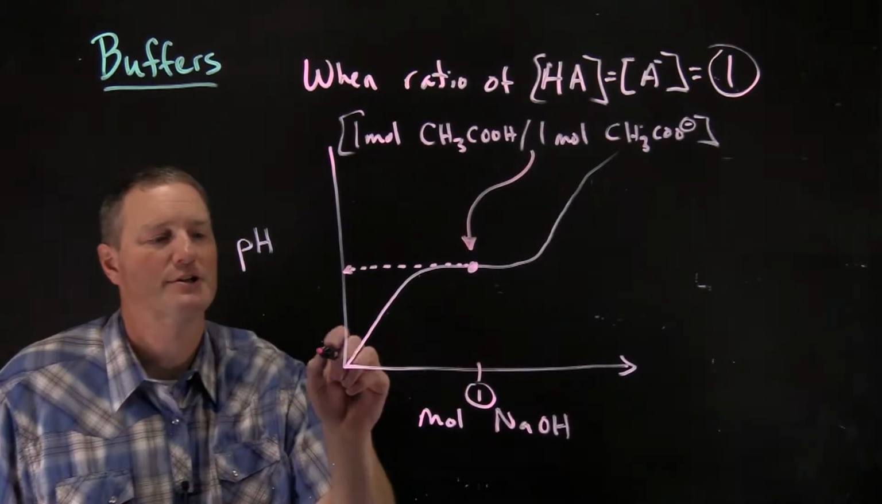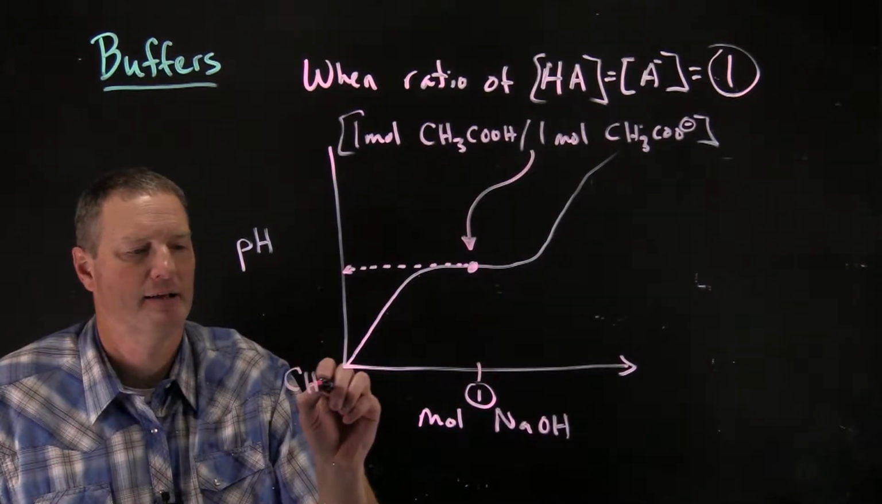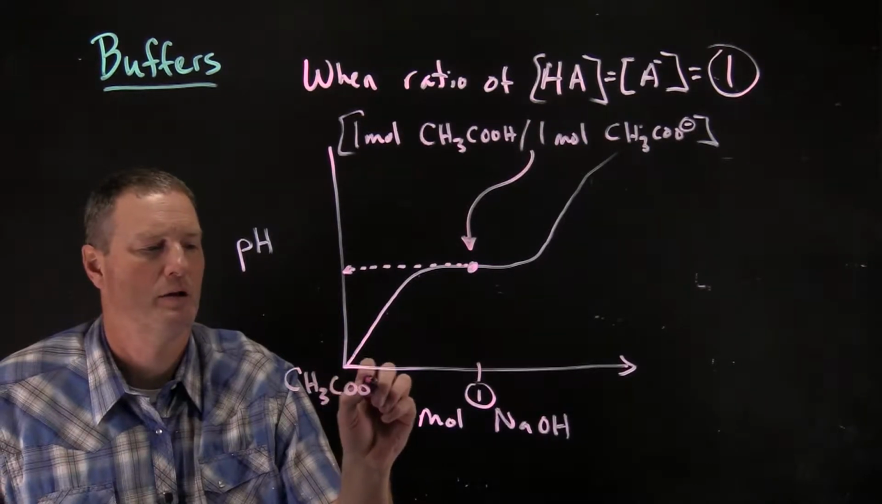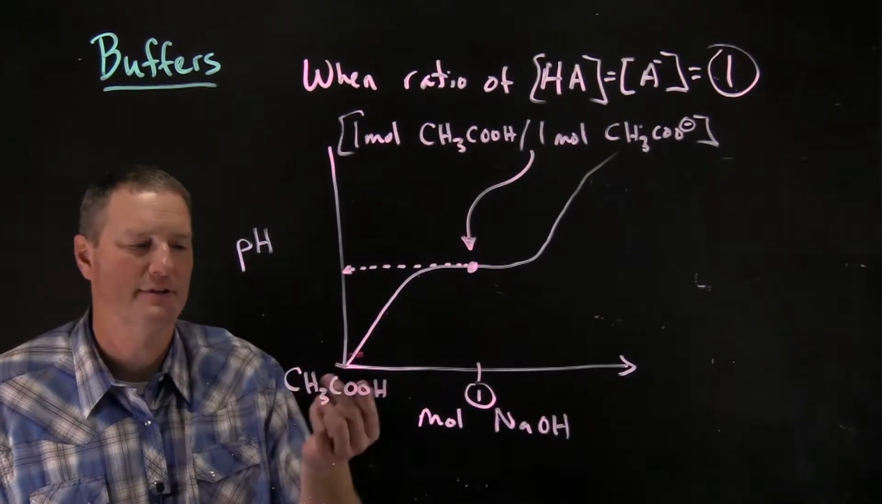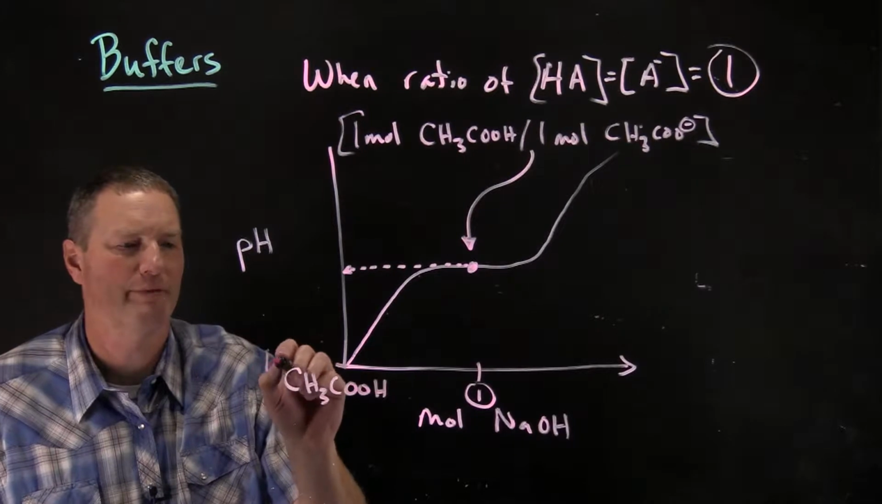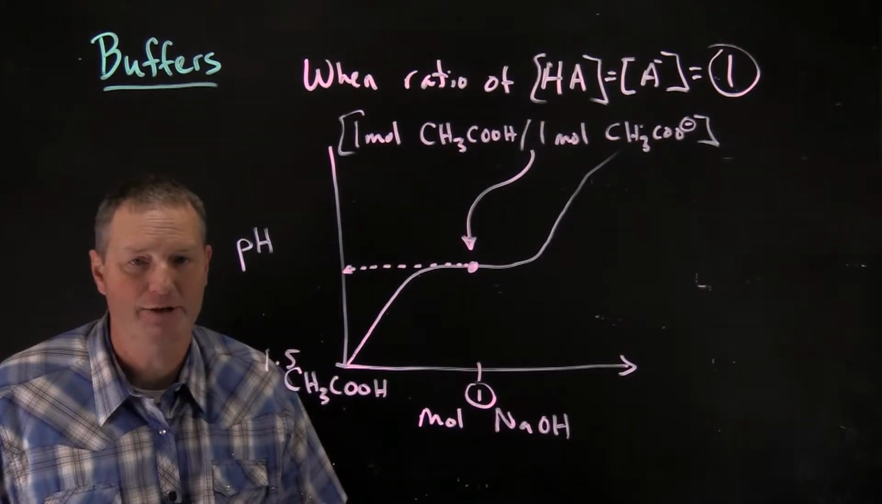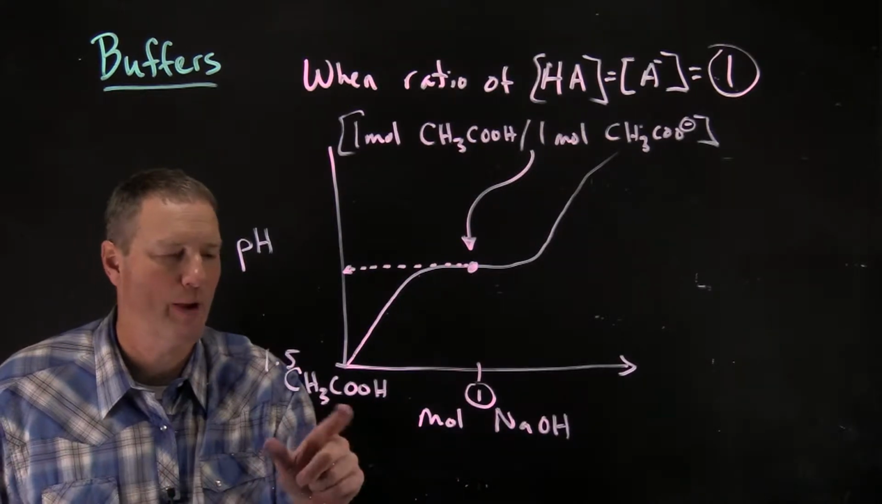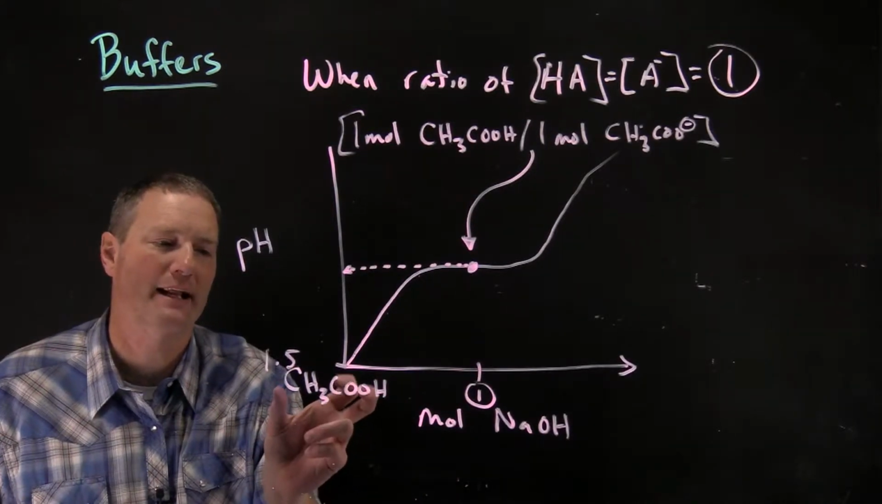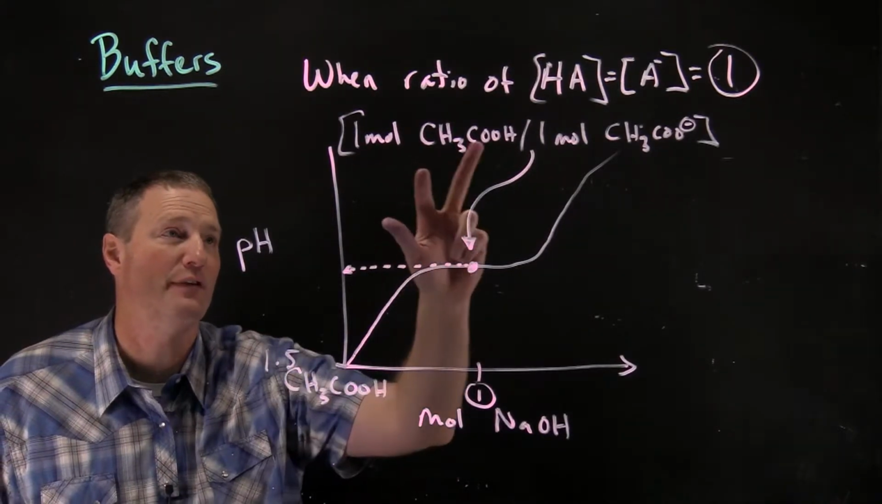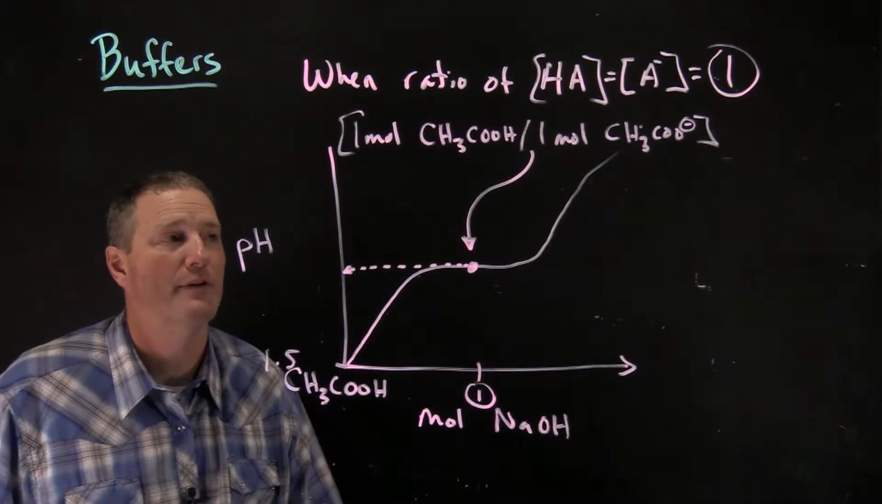So if I were to start with just acetic acid, and the pH of acetic acid is down around 1.5, so if I had a pure solution of acetic acid and I now started adding 1 mole of NaOH, what I'd be doing is converting this acetic acid into a 50-50 mixture of the two components.